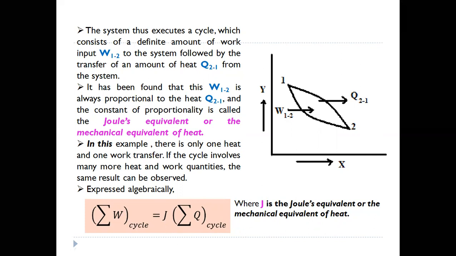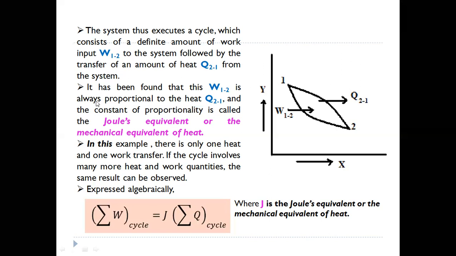Summation of W for a cycle is equal to summation of Q. Summation means integration. In integration we add all the components, whereas in differentiation we differentiate all the components. So the cyclic integral of W is equal to the cyclic integral of Q.